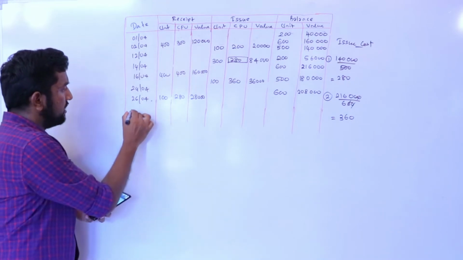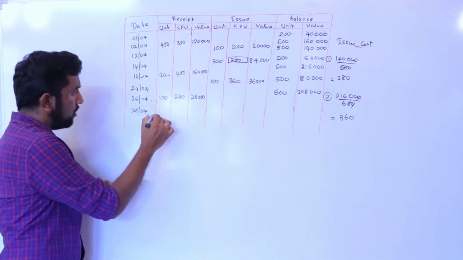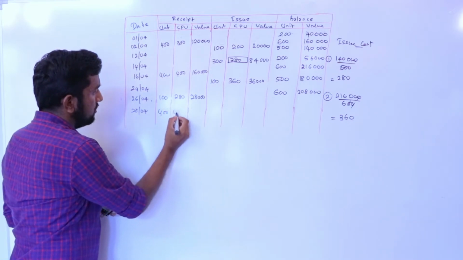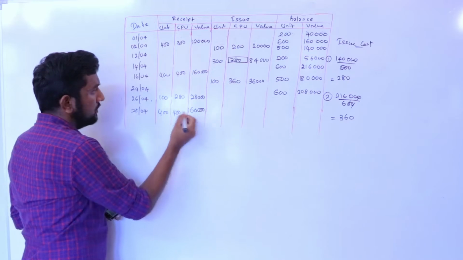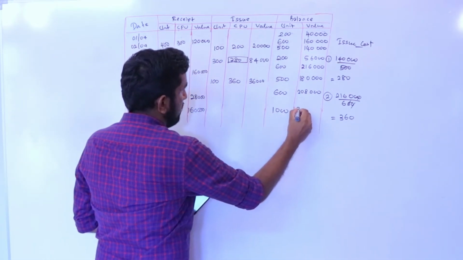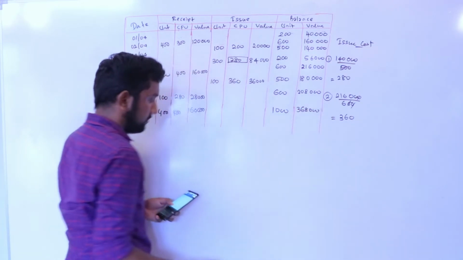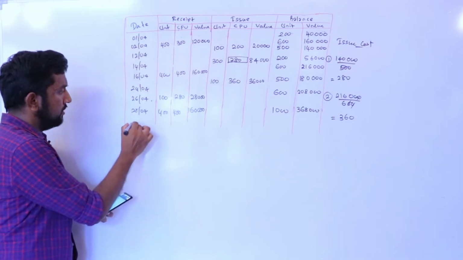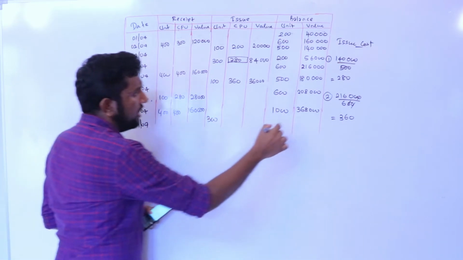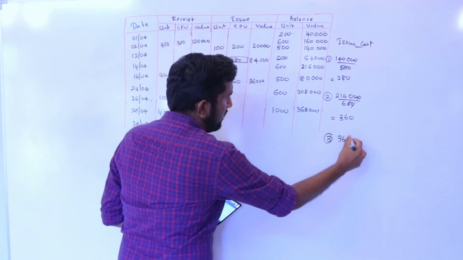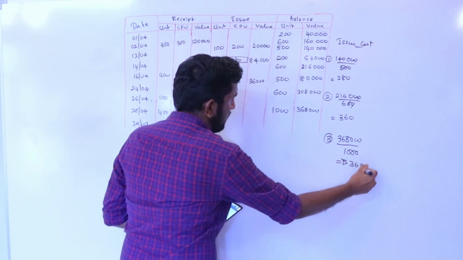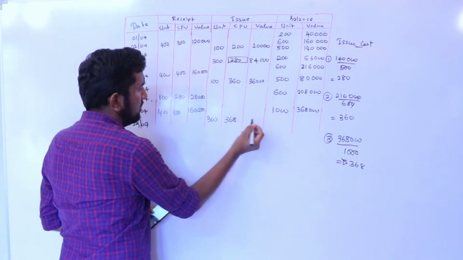Then again on the 28th there is a purchase of 400 into 400, so again 160,000. Balance is 1000 units and 368,000. Then there is an issue of 300 on the 29th. So 300 they are issuing. The price we have to find: 368,000 divided by 1000, which is 368. So we issued at 368.